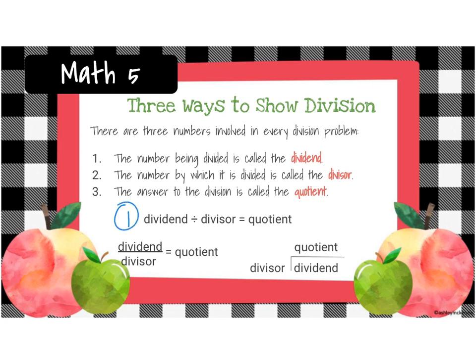Here's one right here. Dividend divided by divisor equals quotient. Here's another way right here. It looks like a fraction. Basically, a fraction is a division problem. So we have dividend divided by the divisor still equals the quotient. And then our third way to divide is to set it up in a traditional division box. So you have your dividend inside, divided by your divisor, your quotient goes on top. Okay.